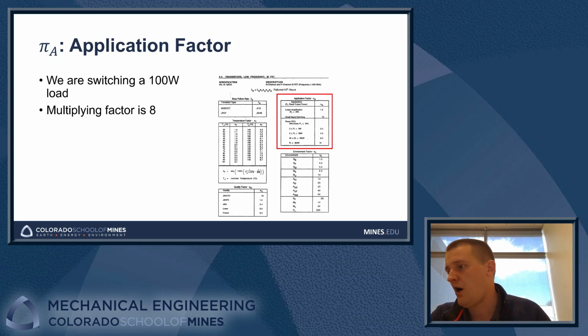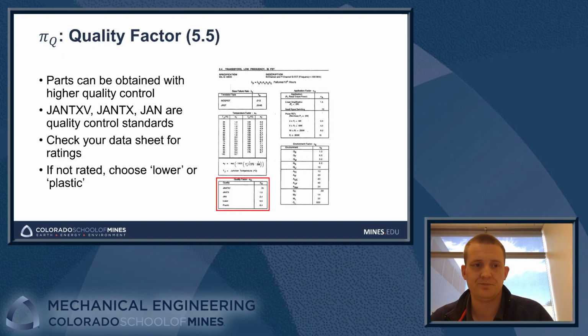So this is how hard we're working the transistor. We're switching a 100 watt load. So if we just look in that table that's outlined in red there, it tells us that our multiplying factor is 8 given the load that we're switching. Okay. Next up is the quality factor.